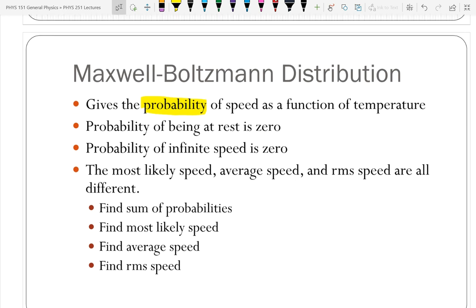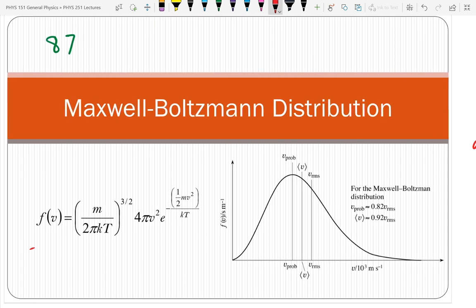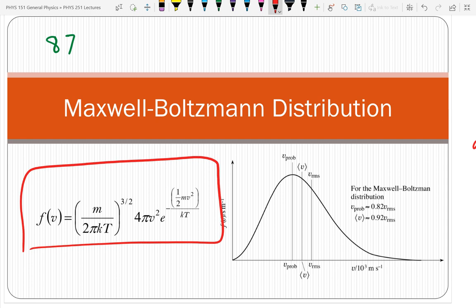All right, so we're going to work with the Maxwell-Boltzmann distribution. Here's the Maxwell-Boltzmann distribution right here. Now, this distribution is a probability distribution. That is, it's telling us about the probability of finding a particle with speed v to v plus dv. It's actually the probability within a range.